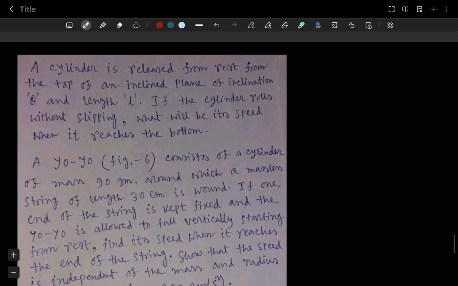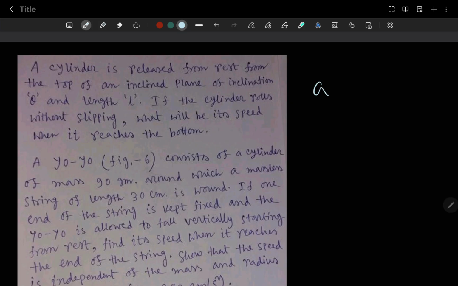A cylinder is released from rest from the top of an inclined plane of inclination theta and length L. If the cylinder rolls without slipping, what will be its speed when it reaches the bottom? Okay, the first, here this problem. So how to do this problem?